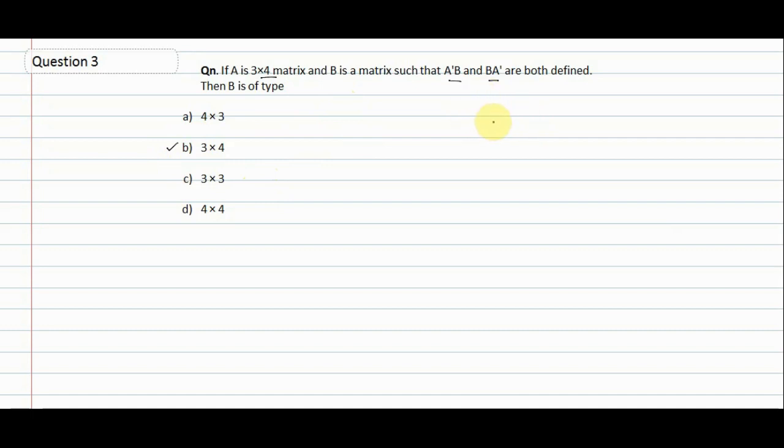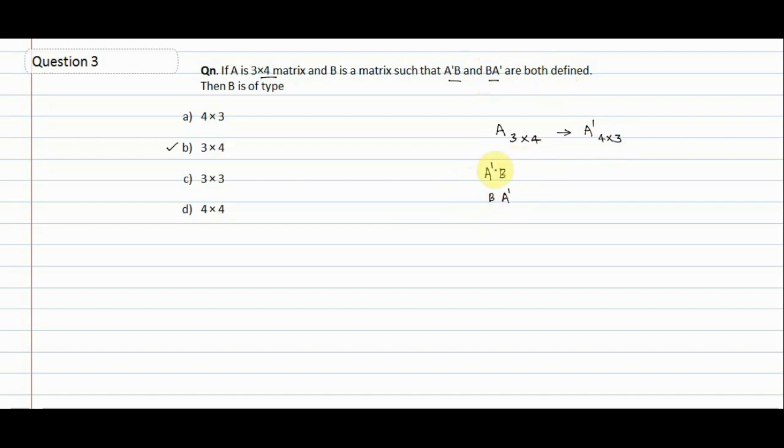So here we have a matrix A whose order is known. Its order is 3 by 4. So if order of A is 3 by 4, then what will be order of A transpose? A transpose will have an order of 4 by 3. And now in the question it is given that A transpose B and B A transpose are both defined. So multiplying A transpose with B, that is possible. Similarly, multiplying B with A transpose, that is also possible.